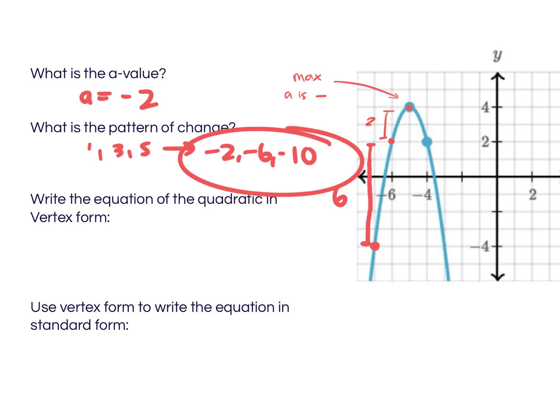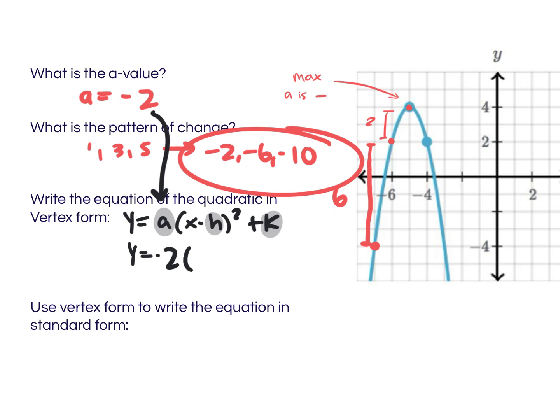Next up, write the equation of the quadratic in vertex form. Just a reminder, the vertex form equation, which you will be given on your exam, is y is equal to a times x minus h squared plus k. So the things that are given to us, or that we're going to find, are a, h, and k. Luckily, I just found out what a was. It's negative 2. So the only things I need to find are h and k, which are my vertex.